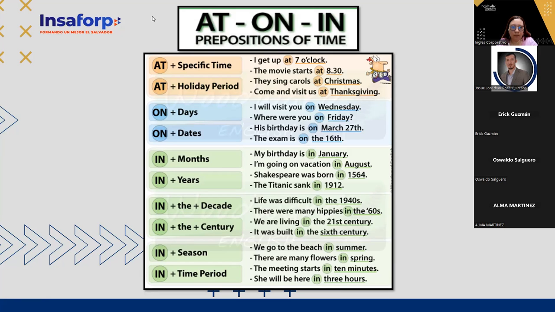On plus day, I will visit you on Wednesday. On plus day, wear it on Friday. On plus date, his birthday is on March 27. Así es, teacher. Yes. On plus date, the exam is on the 15th. 16, okay. 15. Mm-hmm. Okay.